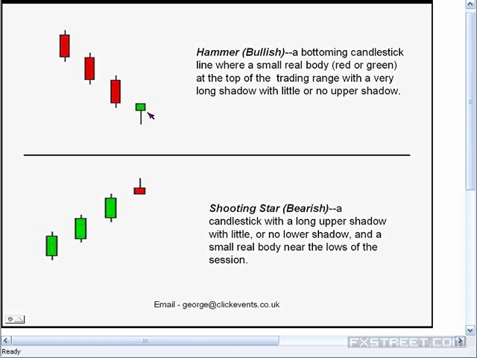again, as with the engulfing, the key thing here is to identify the pattern, and then it is the candle after the hammer which is the important one, and that may well result in a trade.